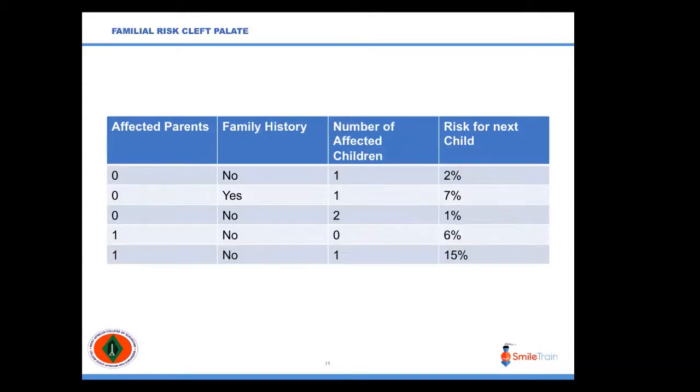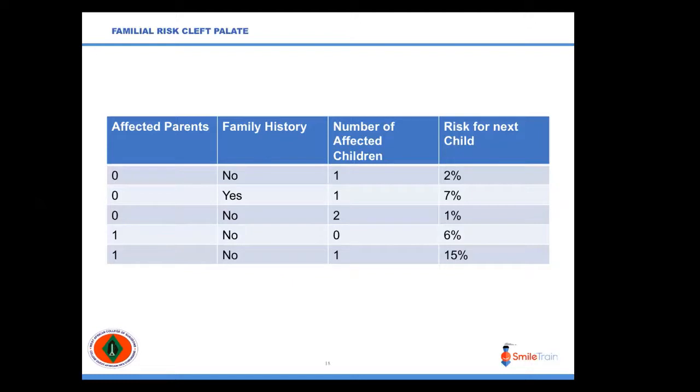But when it comes to the family risk of cleft palate, if there is no affected parent and there is no family history, and only one child is affected with cleft palate, the risk for the next child is 2%. When no parent is affected, but there is a positive family history, and only one child is affected with cleft palate, the risk increases to 7%.